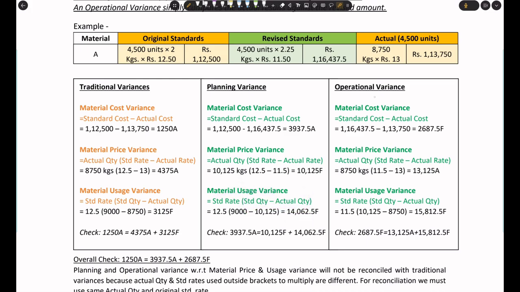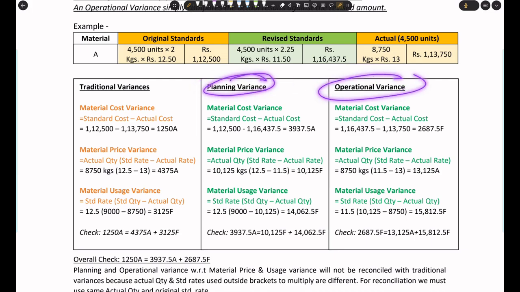Then the operational variance. Material cost variance is standard cost minus actual cost: 116,437.5, which is the revised standard cost, minus the actual cost, 113,750. This is the original standard, and this is the revised standard. Then for material price variance, the actual quantity is outside, that is 8,750. In operational we are taking the actual, while in planning we were taking the revised standards.